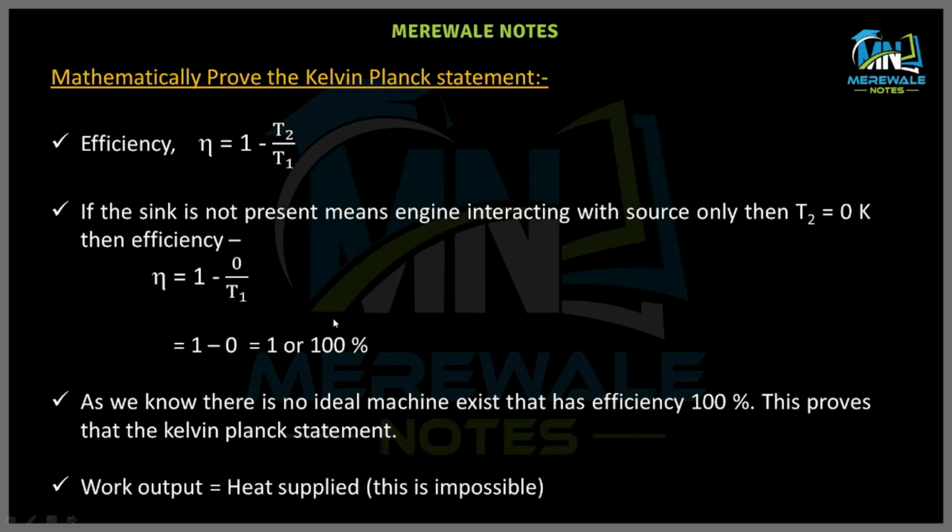We have studied many times that this is 100% efficiency of the machine. It can be produced only by an ideal machine, which does not exist in our real world, as we have studied many times in physics. Another thing we can say is that efficiency equal to 1 is showing that, as we know, the formula of efficiency is equal to the ratio of work output upon the heat supplied.